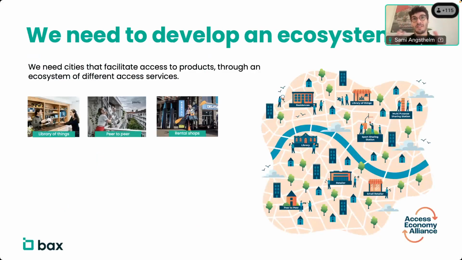The access economy in cities tomorrow will be formed by a lot of different stakeholders and a lot of different services. Think about libraries of things, usually run by NGOs, where you can find all kinds of different goods. Think about peer-to-peer, where through apps and websites, different individuals can connect and share things that they own at home. But we'll also see a big transformation of retailers that used to only do linear business models and just sell things, that start to actually also rent out different things.